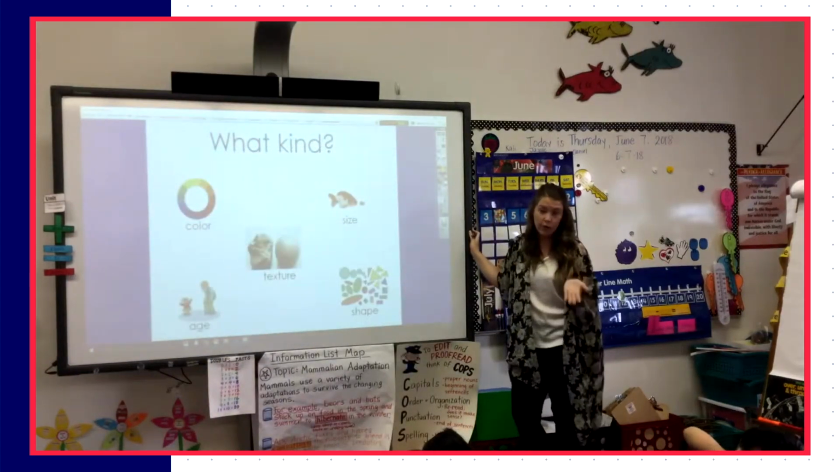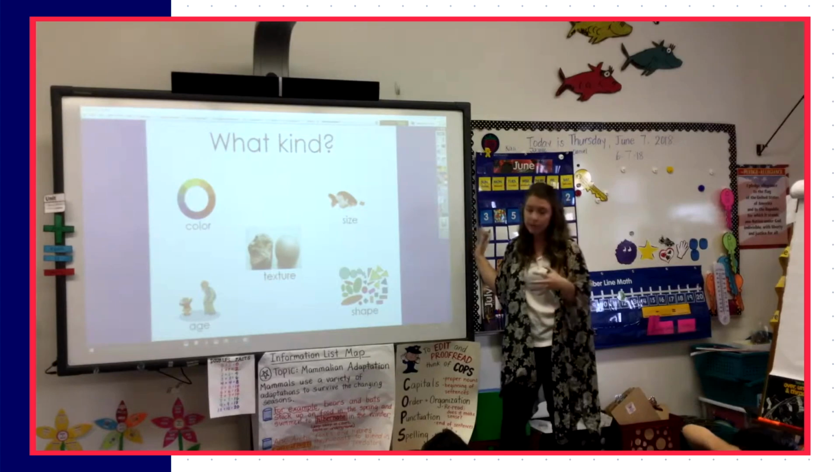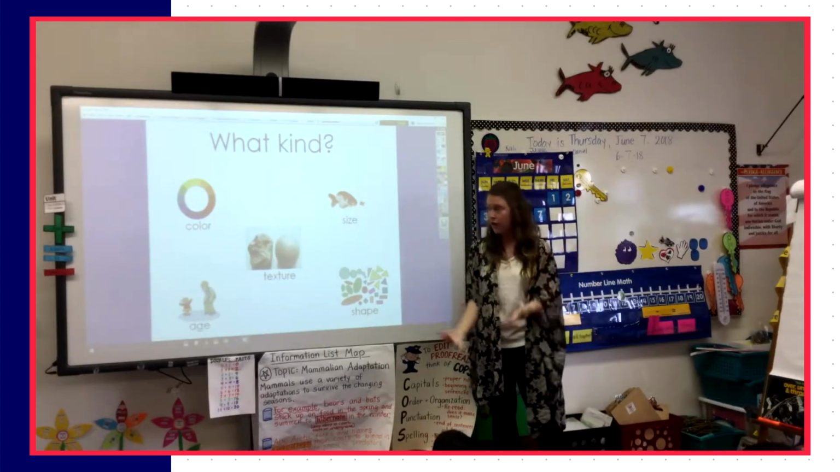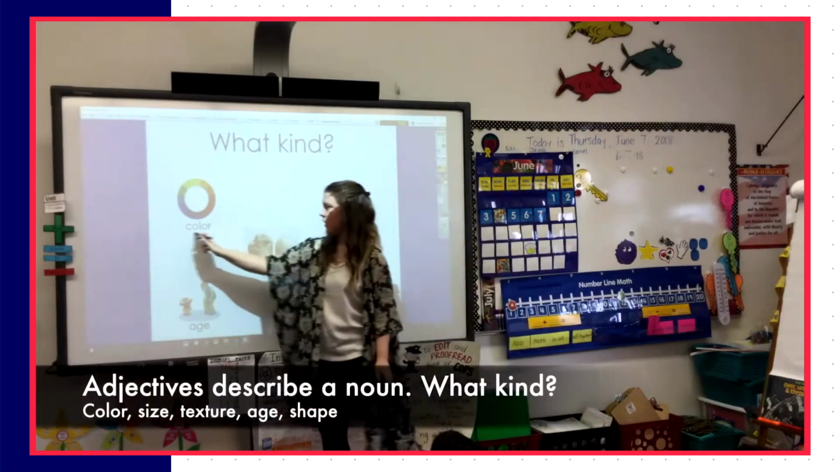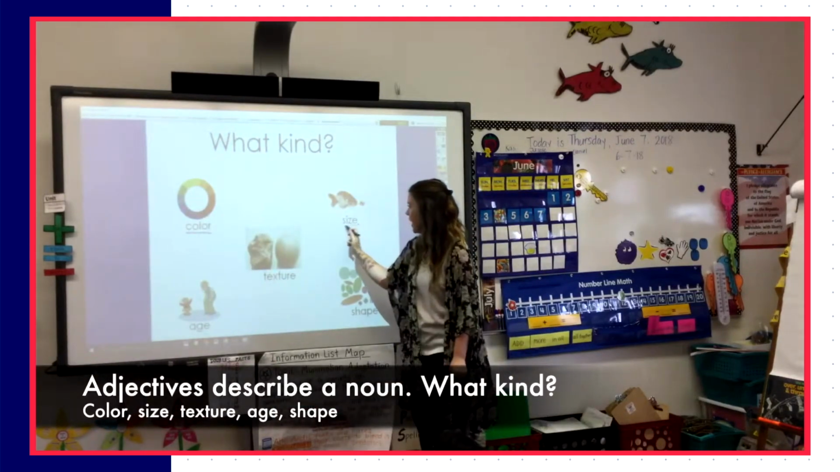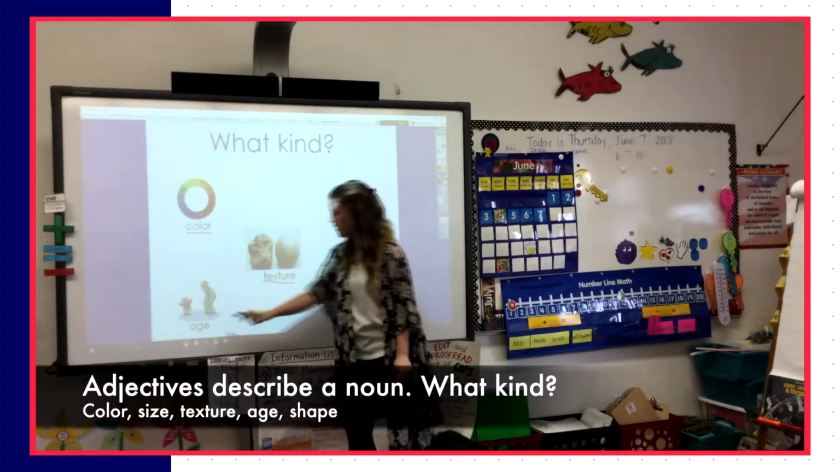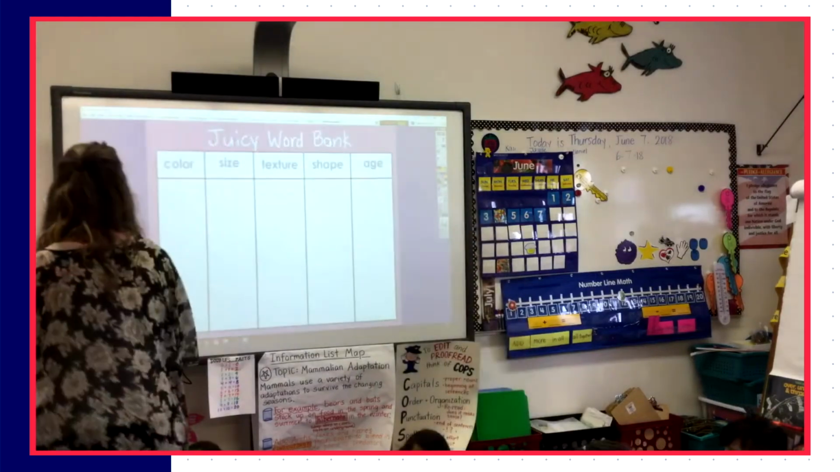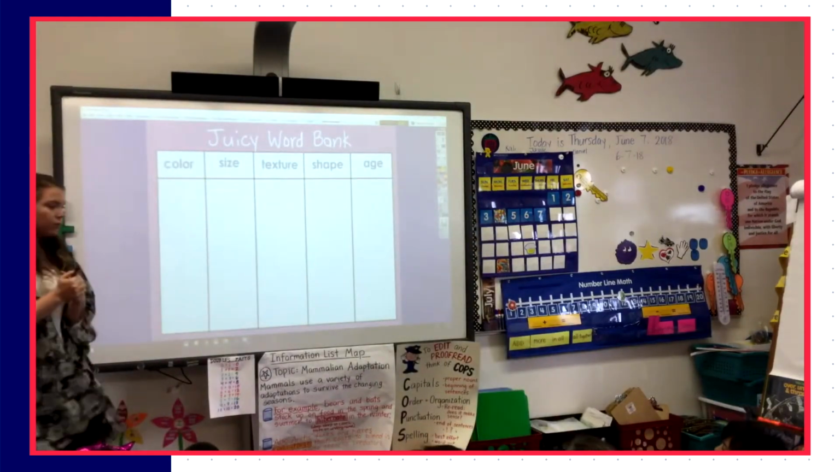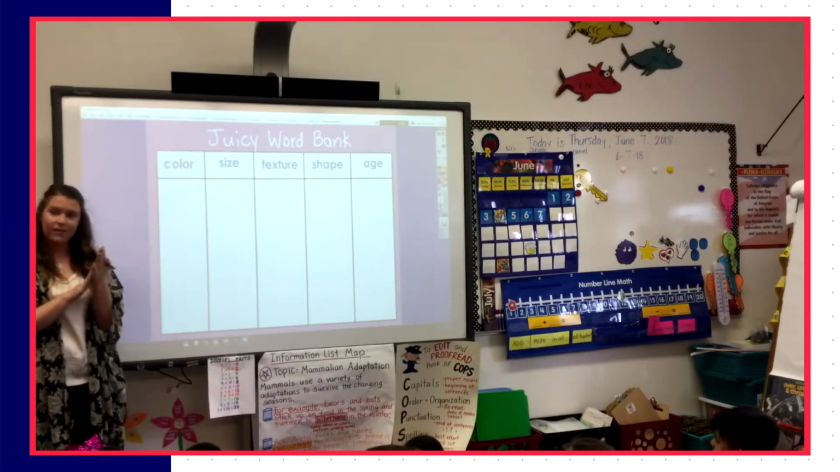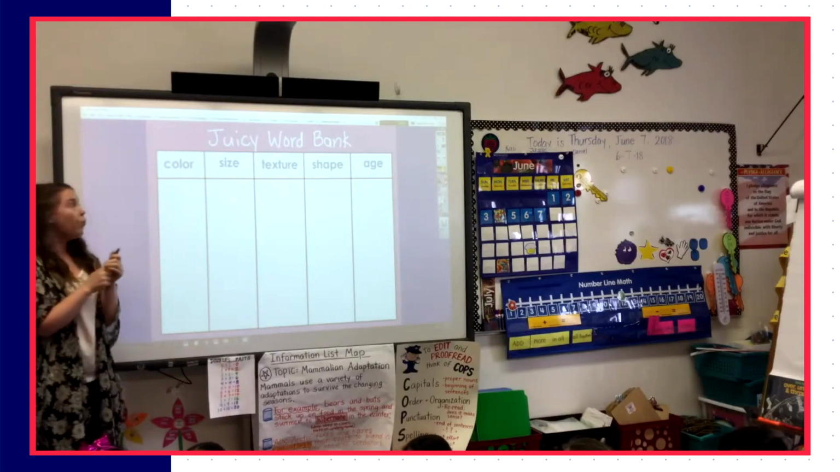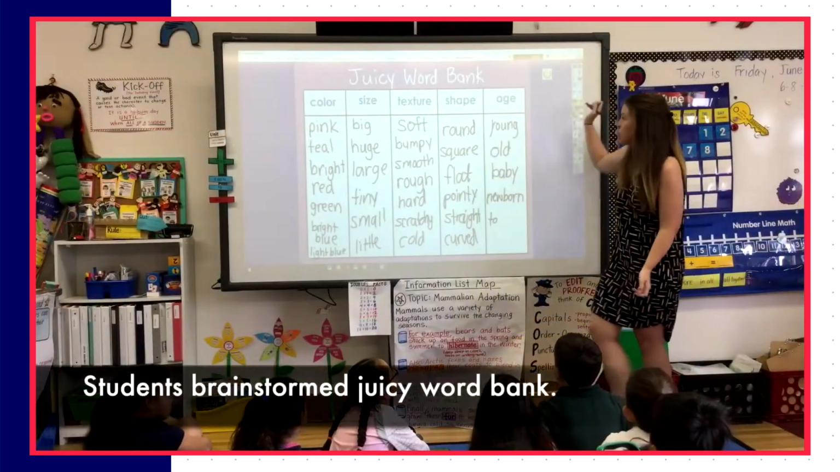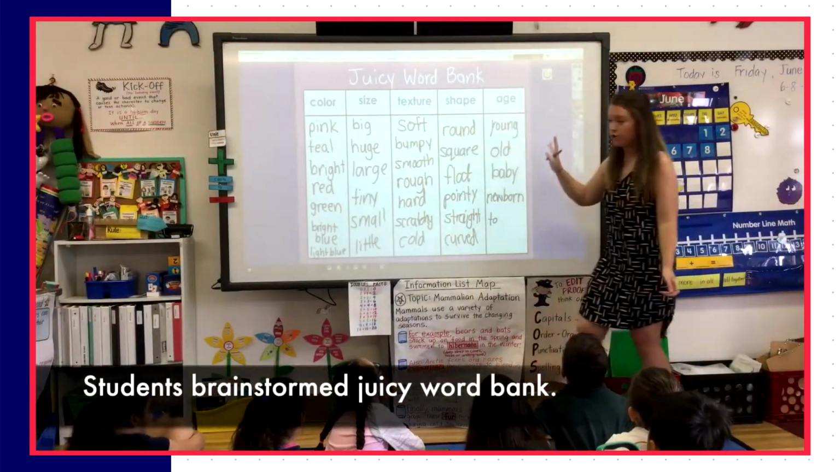And there's many different ways you can talk about what kind. And we've been studying adjectives in first grade. And adjectives describe a noun. It could describe the color of a noun, the size, the texture, the age, and the shape. I would like you to talk and brainstorm with your partner. What colors? Okay. So look at all of these words that we have in our juicy word bank.